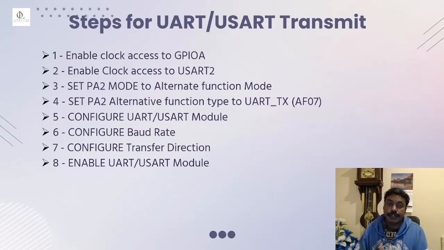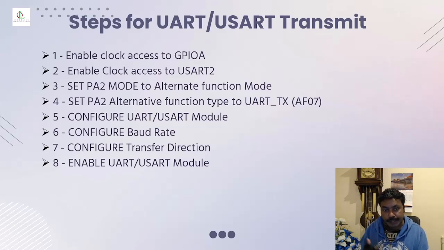The fourth step is you have to set what type of alternate function is going to be used for that particular pin. Today we're learning about USART transmit, which has the alternate function AF07. So you need to set this port as alternate type and link with the alternate function mapping as AF07. Then the fifth step is you have to configure the USART module.